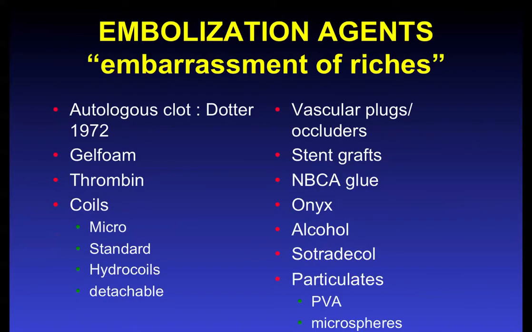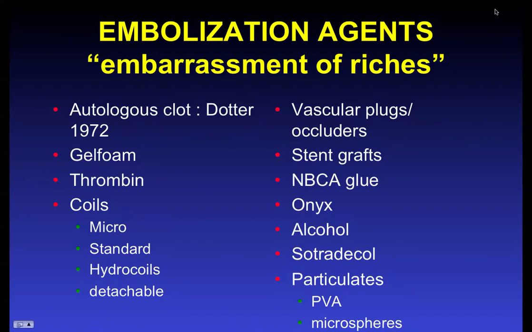And what's really interesting is to look at the proliferation of embolization agents that has occurred ever since Charles Dotter reported the first embolization procedure in the literature in 1972, when he embolized a GI bleeder with autologous clot. And now we have just an incredible array of agents at our disposal. This is not an exhaustive list, this is just sort of the basics.